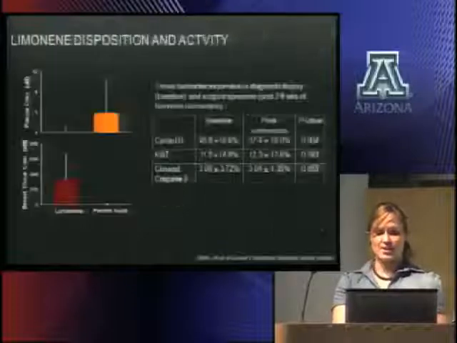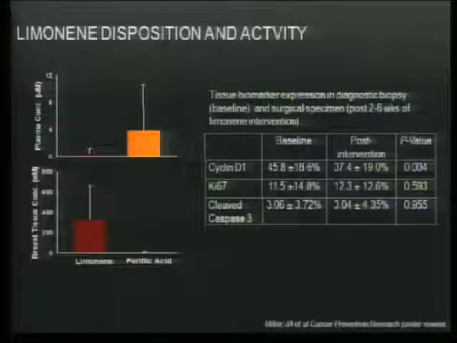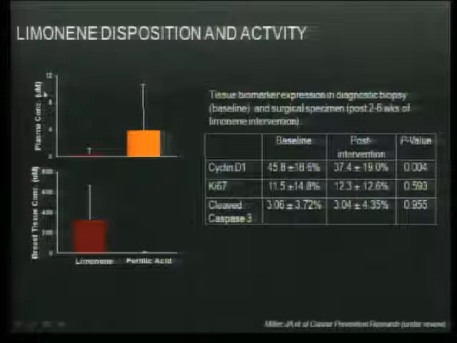And so what we found, over here, this is plasma concentration in micromolar. This is breast tissue concentration. You see the scale is different. This is 0 to 12 micromolar. This is 0 to 100. And limonene is in red, perillic acid in yellow.